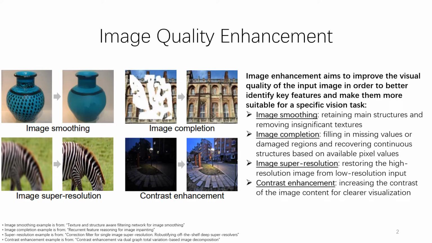Image smoothing retains main structures and removes insignificant textures in the image. Image completion fills in missing values or damaged regions and recovers continuous structures based on available pixel values. Image super resolution restores the high-resolution image from the low-resolution input. Contrast enhancement increases the contrast of the image content for clearer visualization.